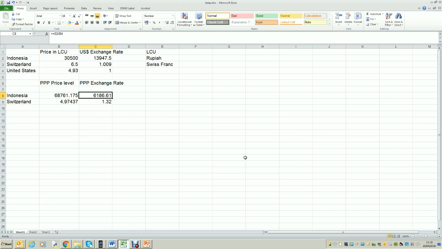Similarly for Switzerland, we see that the actual exchange rate is rather lower than the predicted value from the purchasing power parity relationship. But what this means is that the actual exchange rate is overvalued relative to its purchasing power parity calculation. It's less expensive to buy foreign currency than would be predicted by the purchasing power parity relationship.